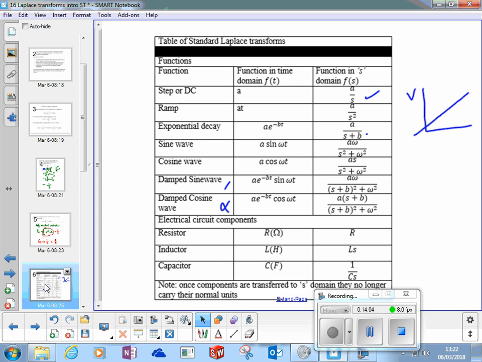So a resistor, when you transform a resistor, it stays with its same value, but you'll notice the units disappear. Units are not involved once you switch to the S domain. Okay? An inductor is the inductance in henries multiplied by s. The capacitor is 1 over Cs, where we're talking about the capacitance in farads.